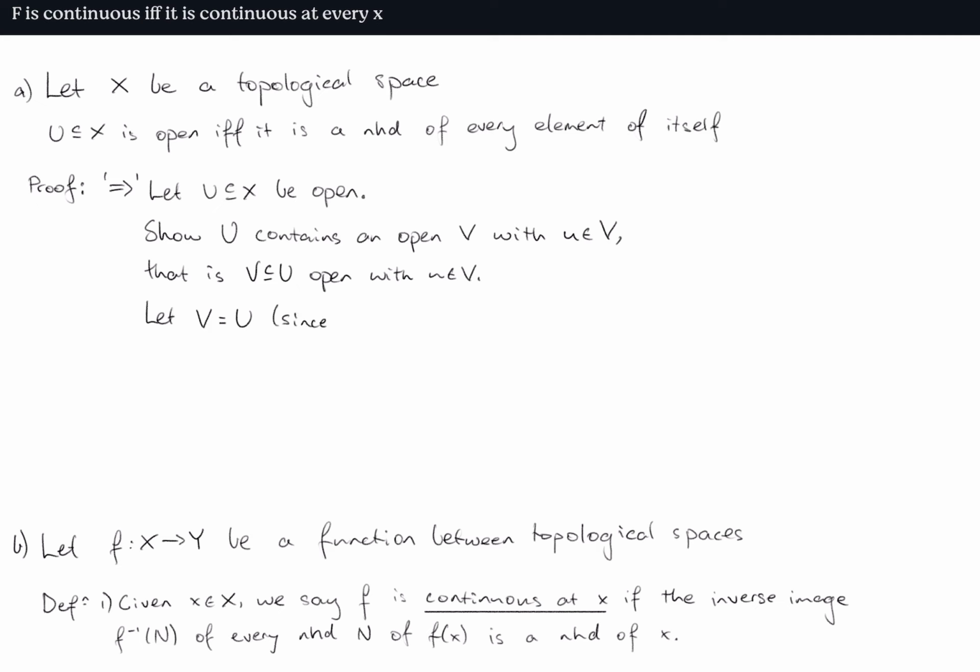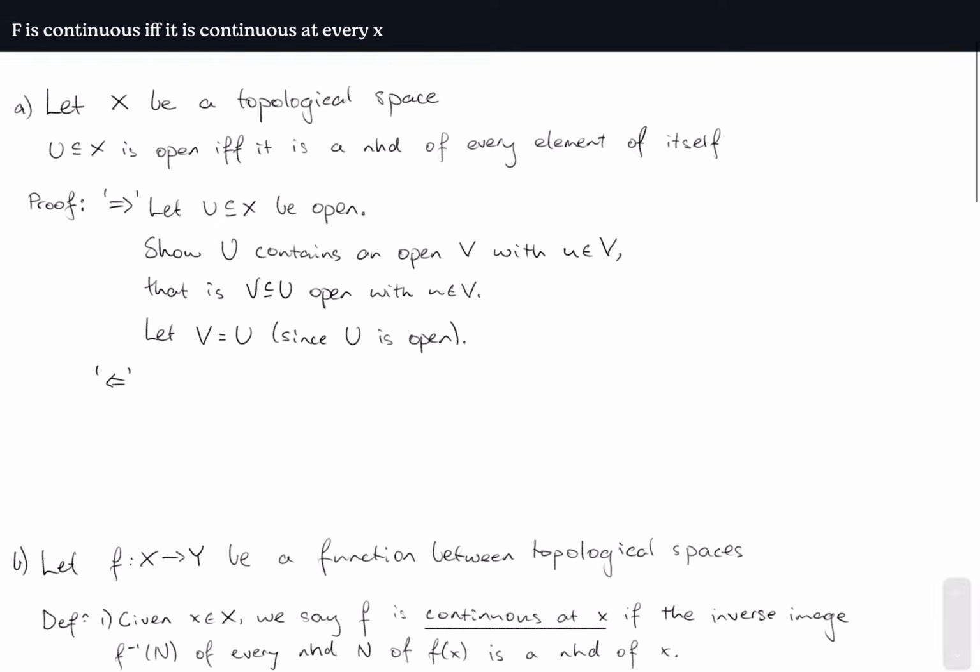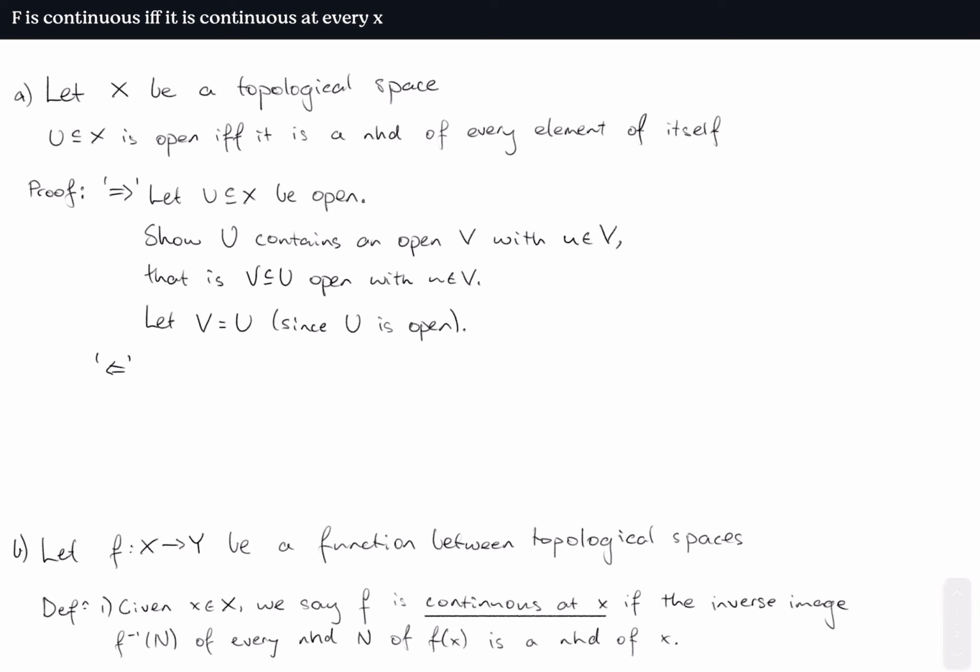Since U is open, we're done with that direction. So for the other direction, we want to show that if U is a neighborhood of every element of itself, then it must be open.